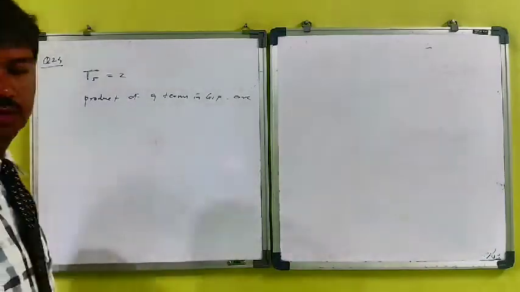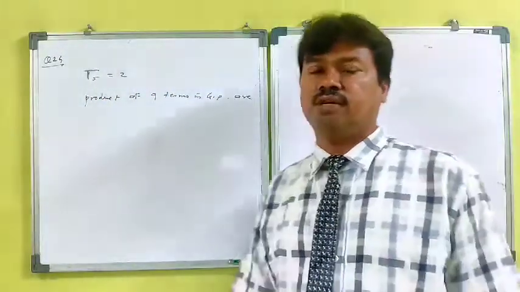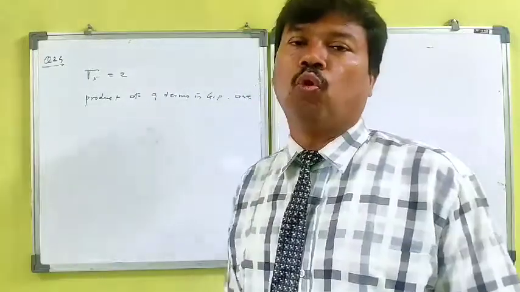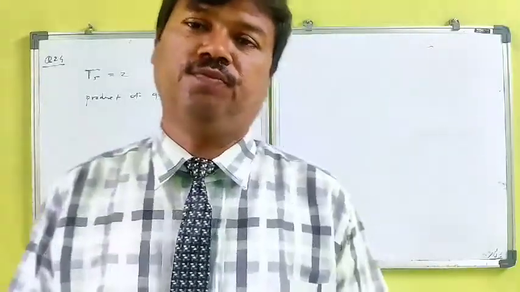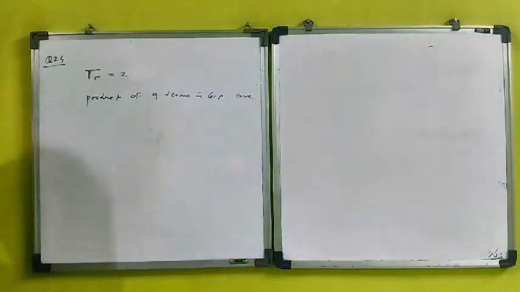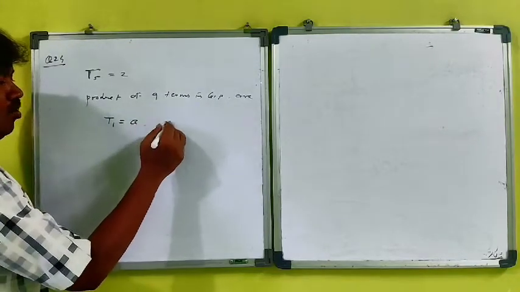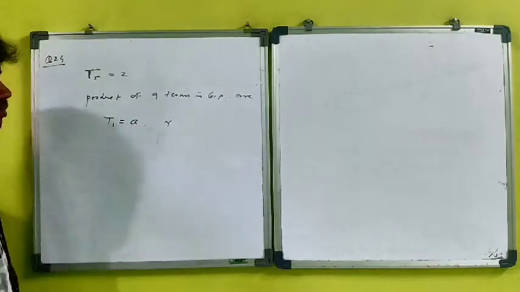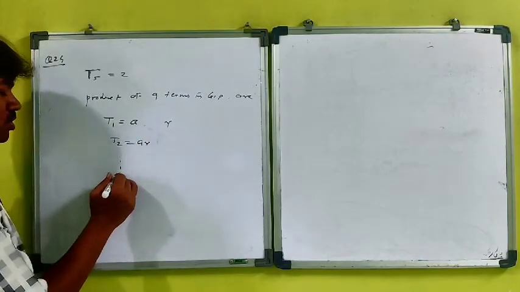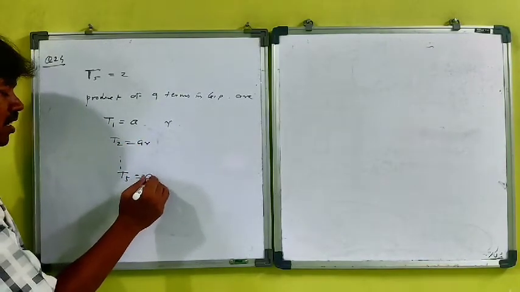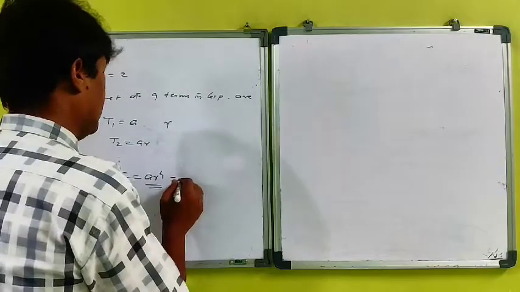Yes, so next, question number 24. The 24th question here is, they are given that the fifth term is 2, and then what is the product of the first 9 terms of the geometric progression? So here, clear-cut, we know that T1 is A, and common ratio is R, we assume. So T1 is A, so T2 is AR, therefore T5 is AR raised to 4. So now this is given as 2.